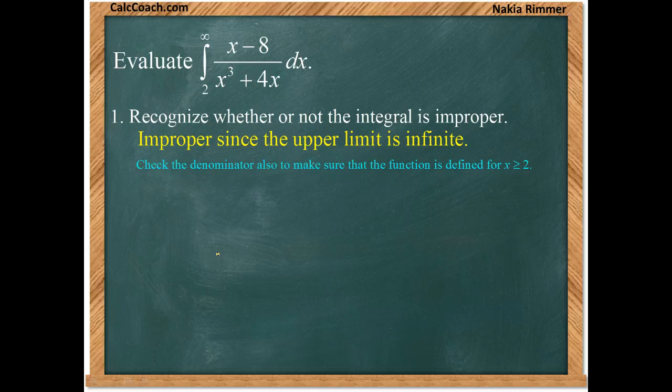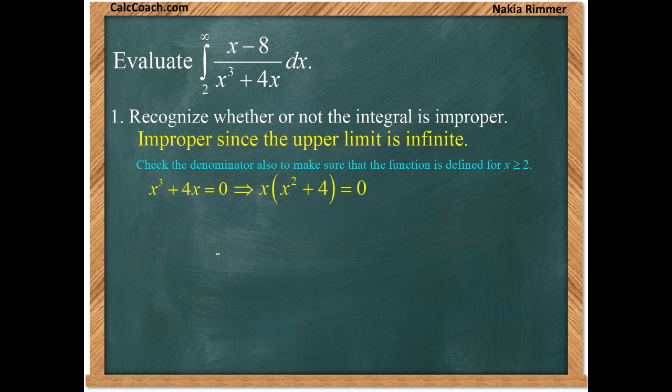But also, though, we should worry about the denominator. Sometimes the denominator causes issues as well. If there was some place where that denominator is equal to 0 on our interval from 2 to infinity, then we'd have to worry even more. So just to double check, factor x cubed plus 4x. Find out where it's 0.